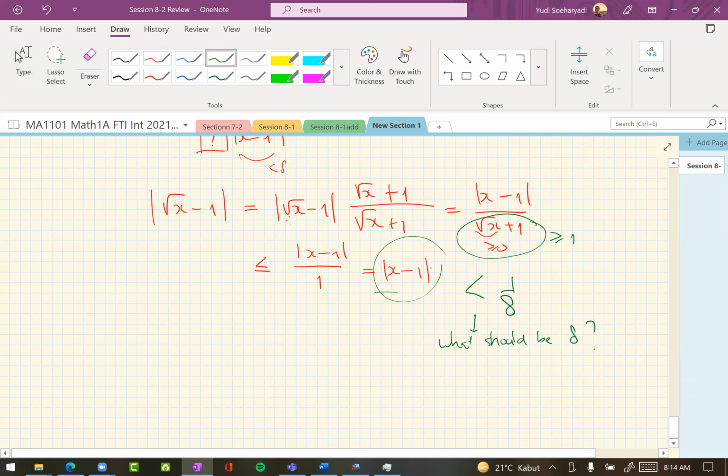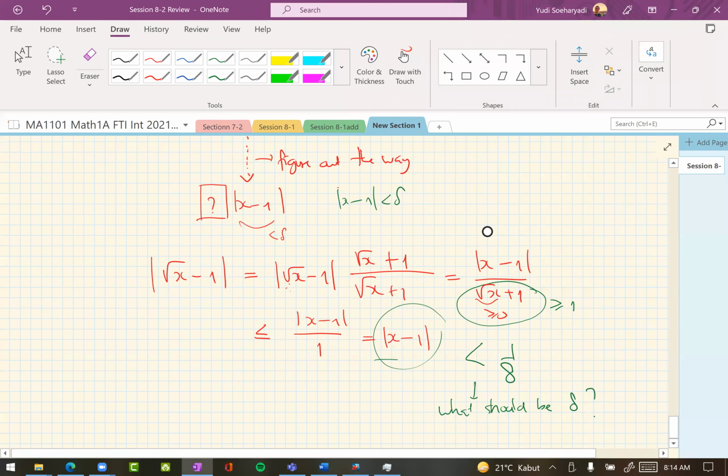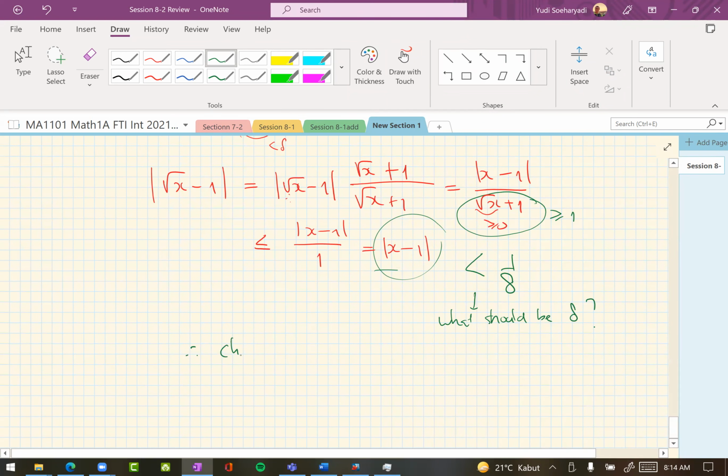Yeah, it's the same thing. Because you see, you want |x minus 1| less than delta. Here you ended up with |x minus 1| less than 1/8. So what should be the delta? Well, that's the same thing here. So you choose delta equals 1/8. If you're not writing this carefully, then it looks the same.